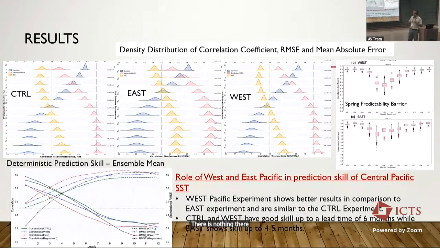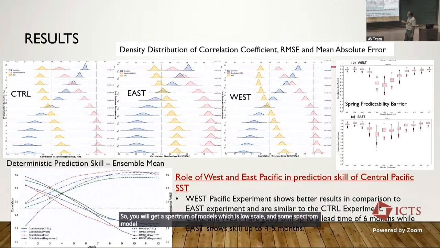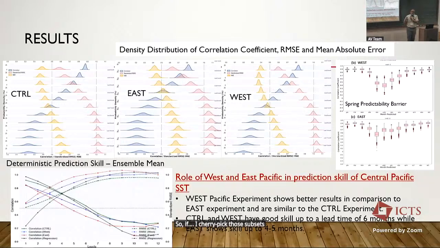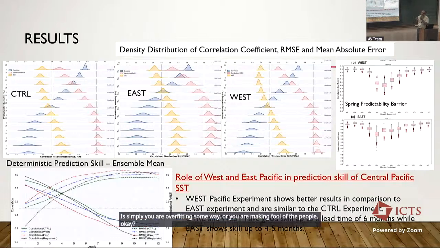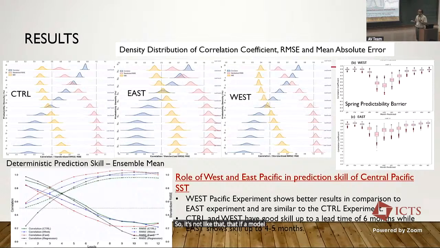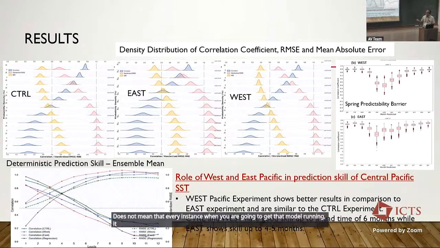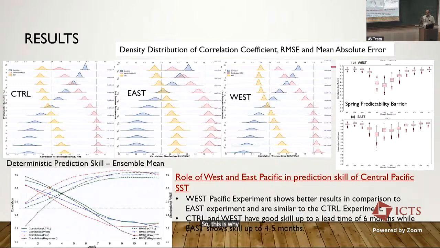There is nothing there. The point is, if I do an ensemble of simulations, you will get a spectrum of models which have low skill and some spectrum of models which have extremely high skill, even at a longer lead time. So if I cherry pick those subsets and say that this is my model, you are simply overfitting in some way or you are making fools of the people. Okay, so it's not the case that if just one model gives a better skill, every instance when you run that model will give better skill. So this is why ensemble simulation, and showing the results of ensemble simulation in a machine learning model, is a must.